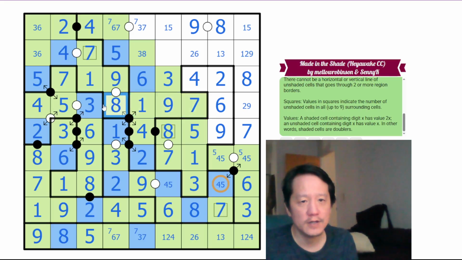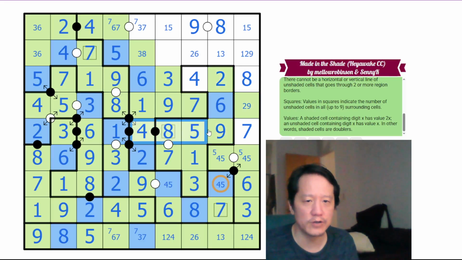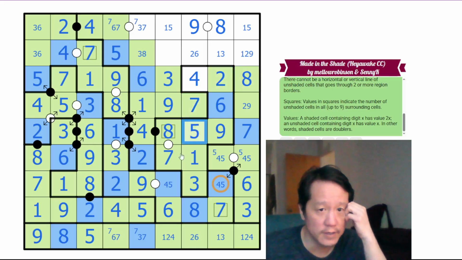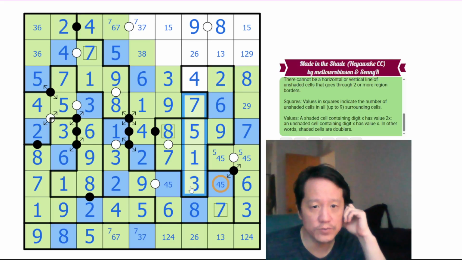We have green around one region, so this must be blue, which makes these green. Since these are green, this is green going across one region border, so this must be blue. Green has to orthogonally connect, so that's green there. This is green going across one region border, so this must be blue. That forces this to be green here.